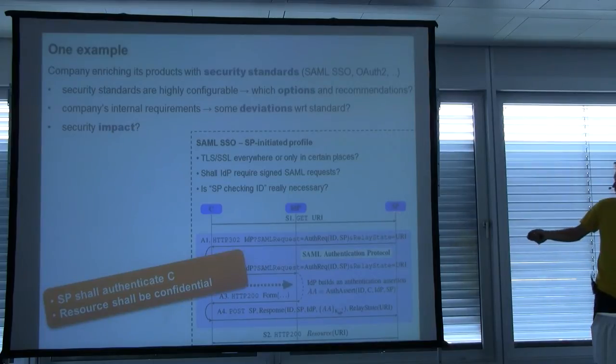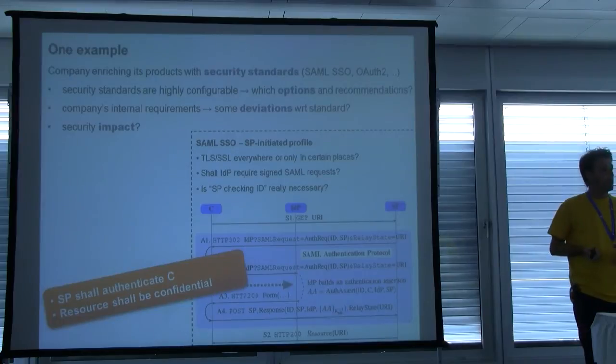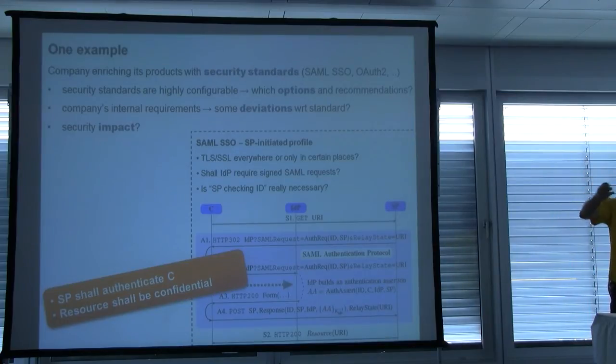And the service provider should be sure that he's talking with this guy, C. These are the two desiderata, the two properties that we want. But besides that, when the development team has to implement this solution inside the SAP product, it will read through bulky specifications. You will have to interpret all these specifications.